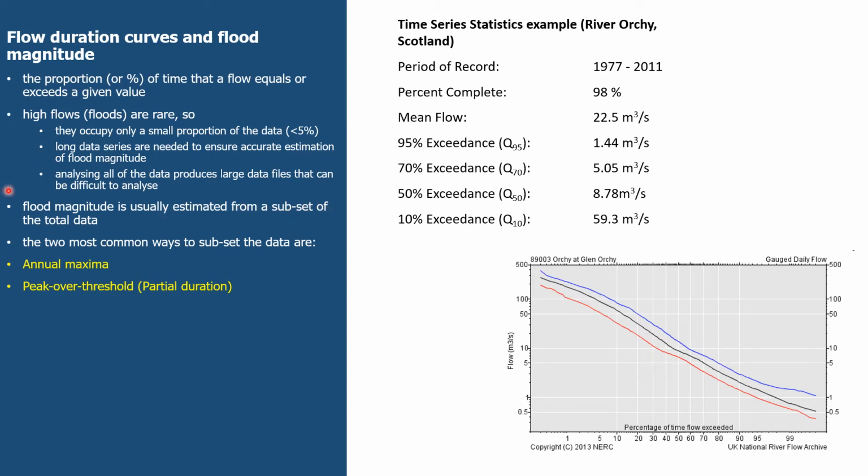And the two most commonly used ways of subsetting the data are to use annual maxima, 1 data point per year, and to use something called peak over threshold or partial duration analysis, where you only look at flows that are above some given threshold magnitude.